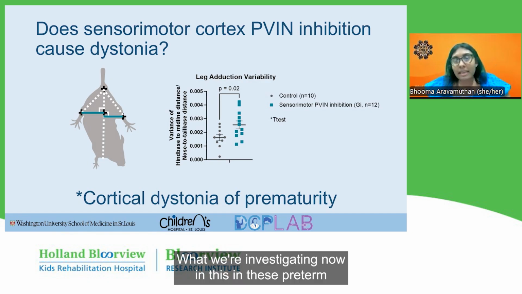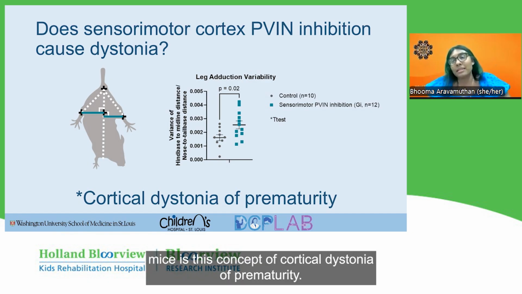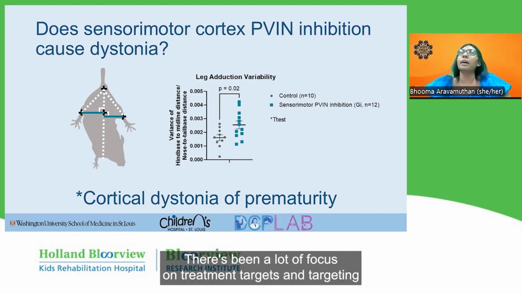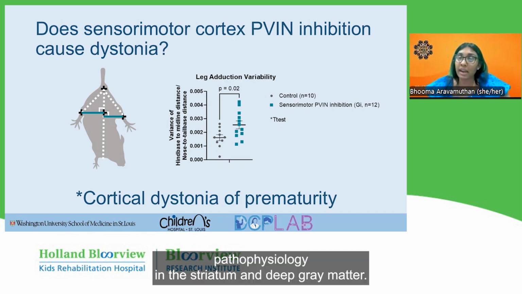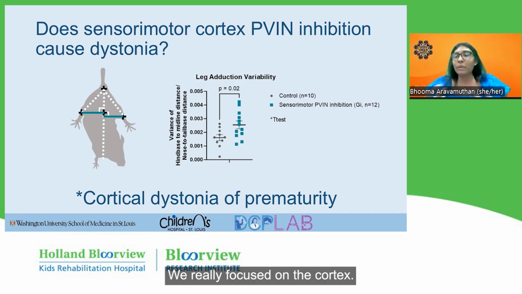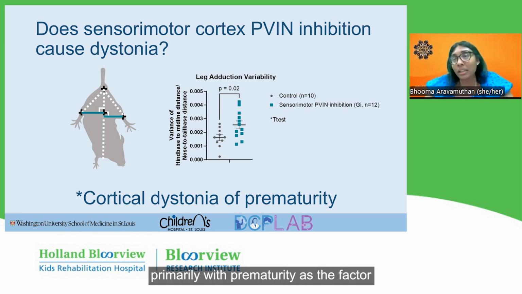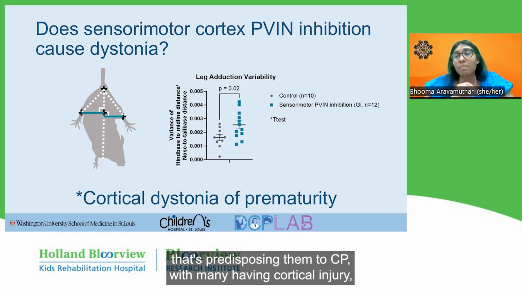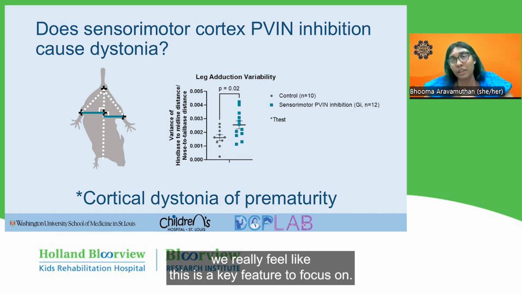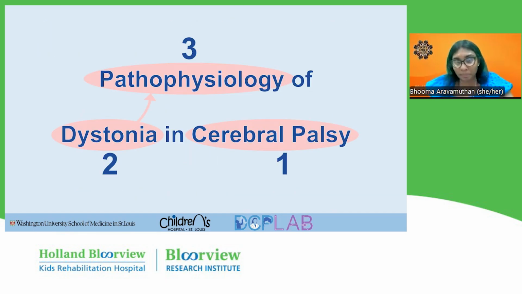What we're investigating now in these preterm mice is this concept of cortical dystonia of prematurity. There's been a lot of focus on treatment targets and targeting pathophysiology in the striatum and deep gray matter. We really focused on the cortex. And given that most people in the US have CP primarily with prematurity as the factor that's predisposing them to CP, with many having cortical injury, we really feel like this is a key feature to focus on.